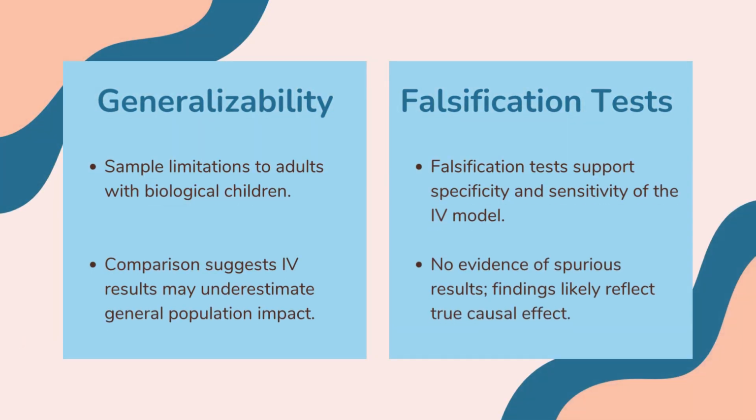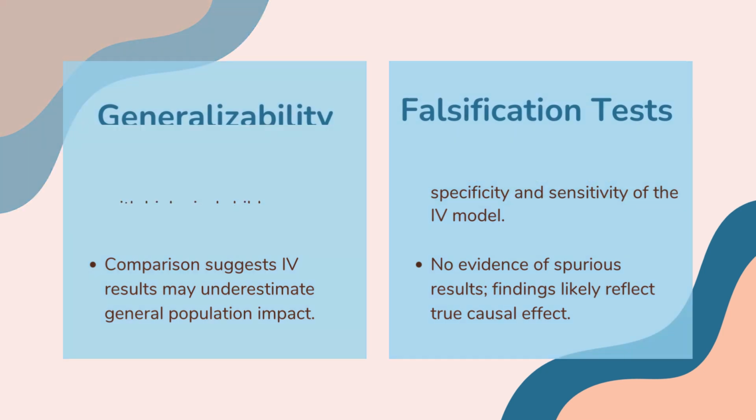Last but not least, for my part, is the generalizability. The sample is limited to adults with biological children, and the comparison suggests that IV results may underestimate the general population impact. Finally is the falsification test. Falsification tests support the specificity and sensitivity of the IV model. There is no evidence of spurious results, so the findings are likely to reflect a true causal effect.